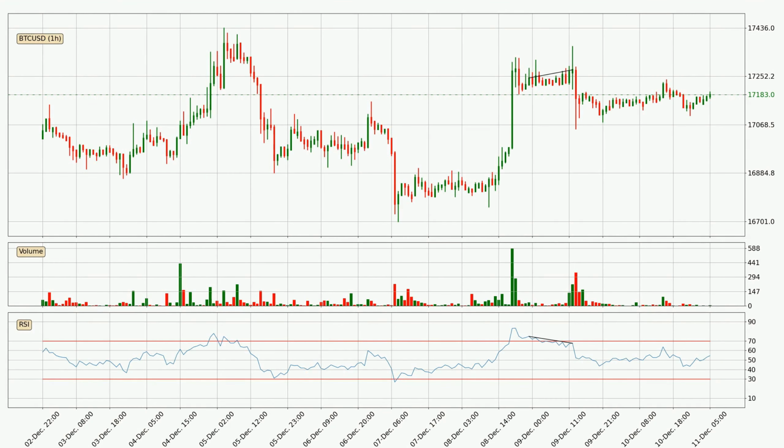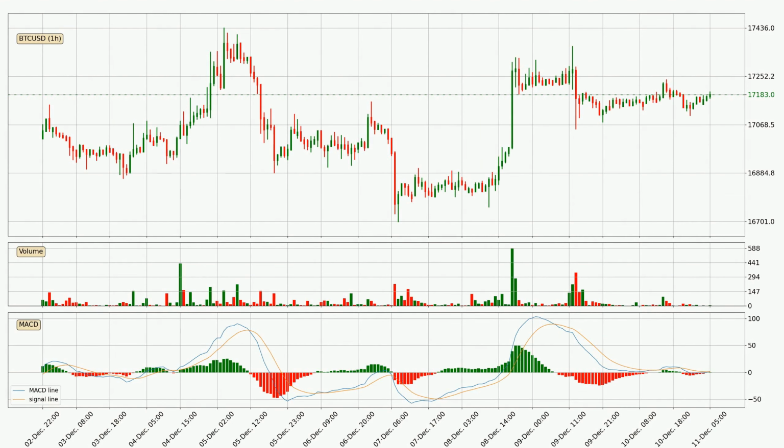Searching for divergence in the hourly time frame, there was a bearish divergence and the price already went down. Moving to the hourly MACD, the MACD line is above the signal line, which shows that the current trend is on the upside. The MACD histogram shows that the momentum is currently strong and it could be expected the price to go further to the upside.